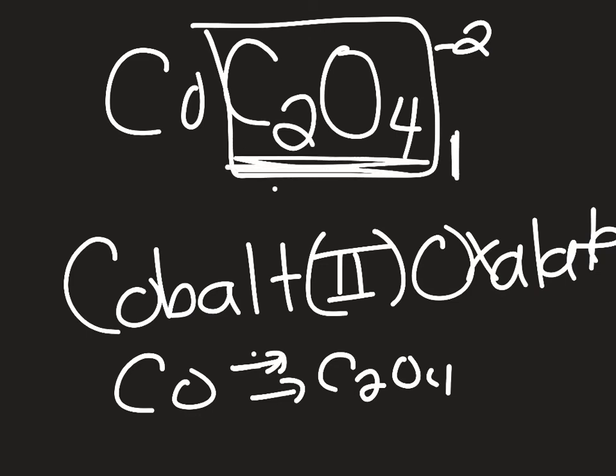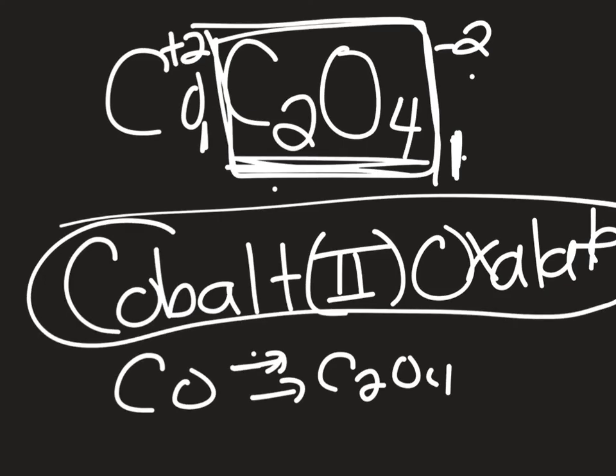C2O4 is oxalate. There's not 4 of them. There's 1 of the C2O4. If there's 1 taking 2, that means this 1 cobalt gave 2. So cobalt 2 oxalate. There's a couple of quick tutorial videos there for your naming and formula writing with polyatomics.